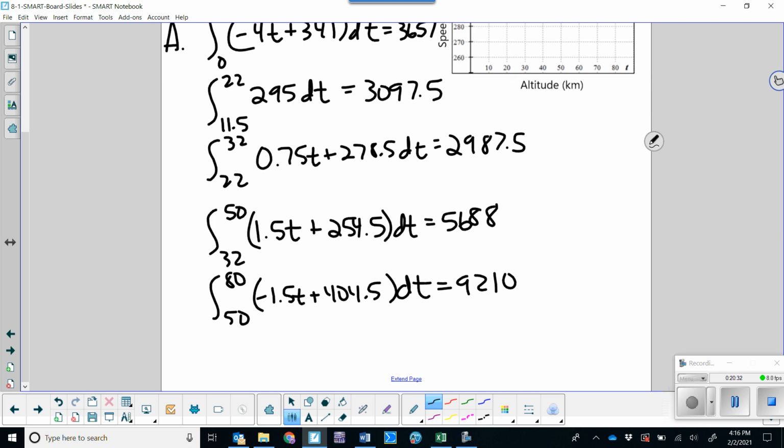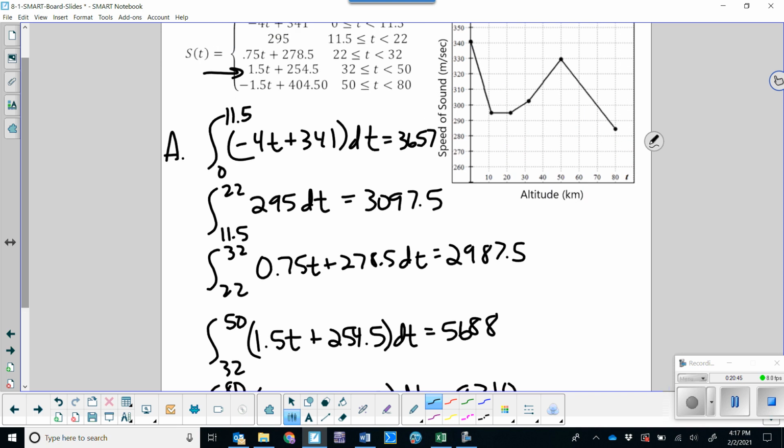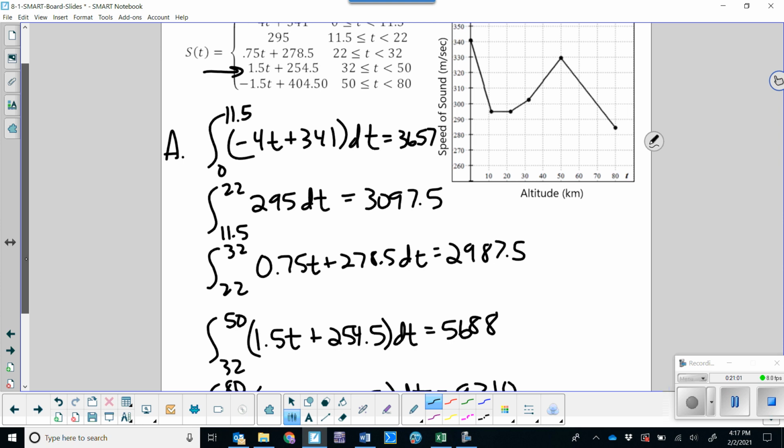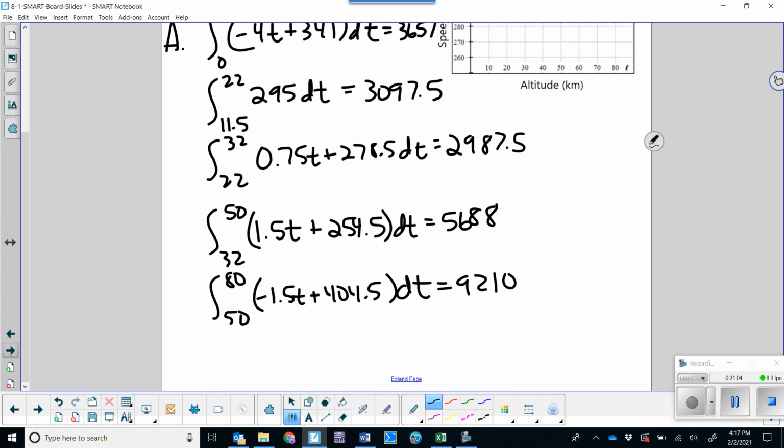So basically, if I want the answer for integrating the entire function, then I would add all of those numbers up. The alternate way I could do this, if this was on a test, I could literally just write that the integral of s of t is the integral 0 to 11.5 of negative 4t plus 341 dt plus the integral 11.5 to 22, etc., etc. It's whatever's easiest to you, but then the answer for the entire integral, I would add all of those up. And I'm not going to do that because we're going to see on part B how we can kind of use that.